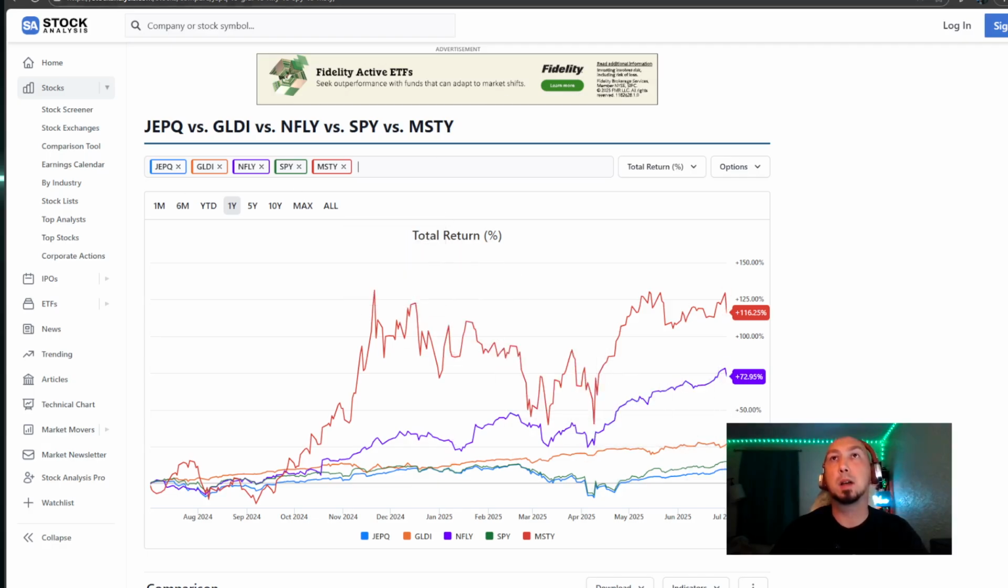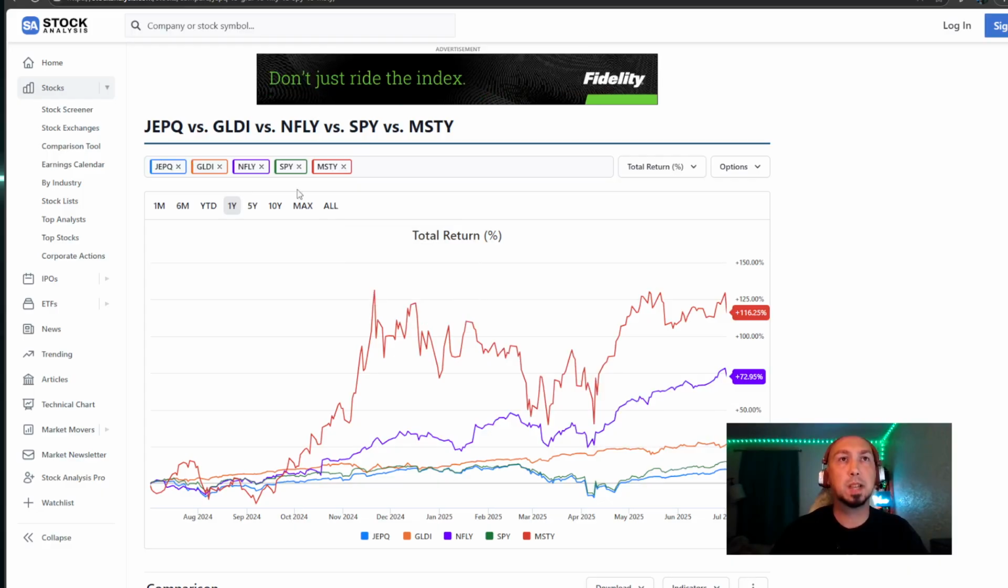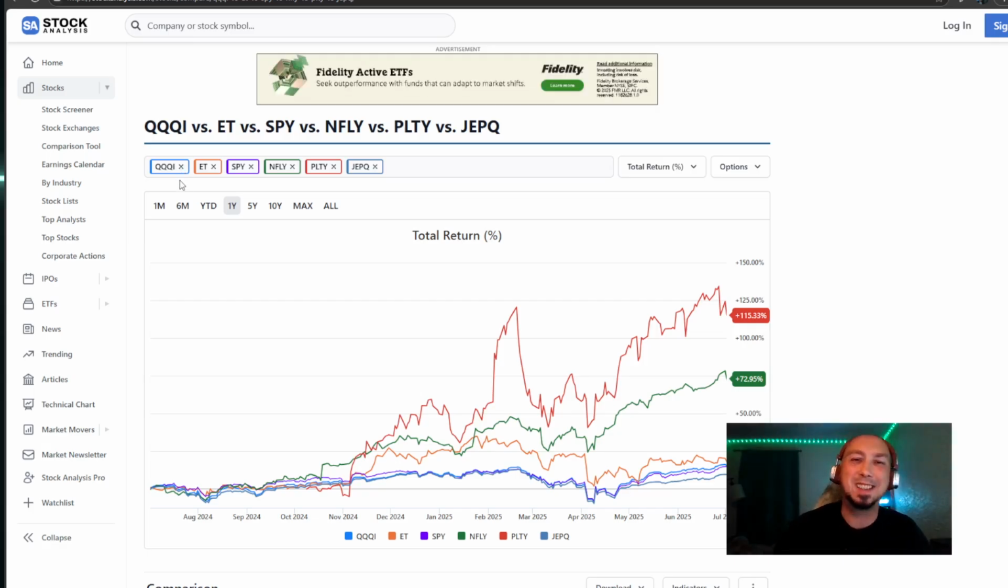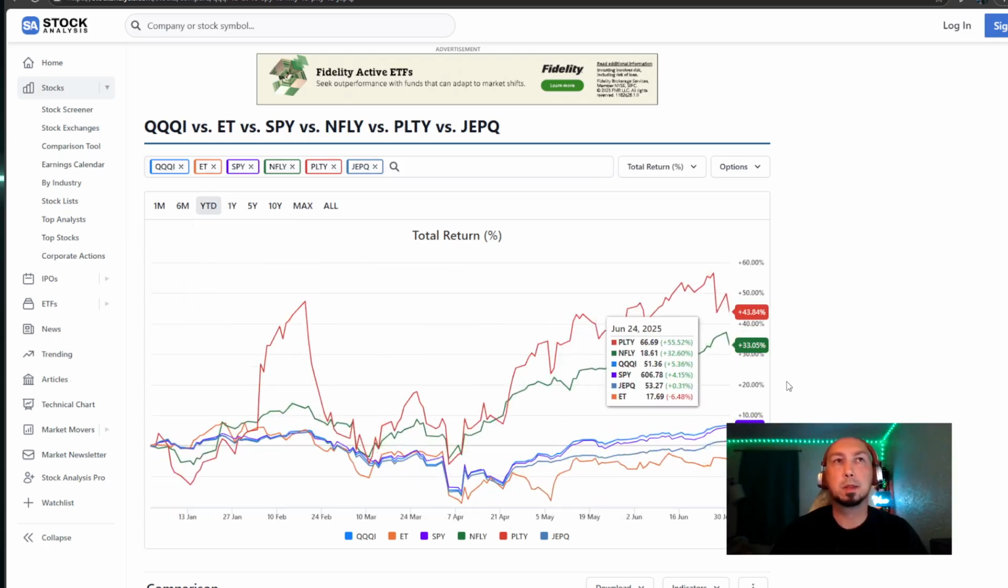Now, I already set up 2 different tabs here. This one has JEPQ, Gold, Netflix, SPY, and MicroStrategies. The next tab over here has a mixture of other ones I like, which for monthly high yield stocks, I can always say accounts, I'm sorry, stocks. I don't know why I say accounts. QQQI, ET, which is an energy stock, and then of course we already had those ones. And I put them in there to compare. Let's go year to date. That's only 6 months, a little over 6 months.